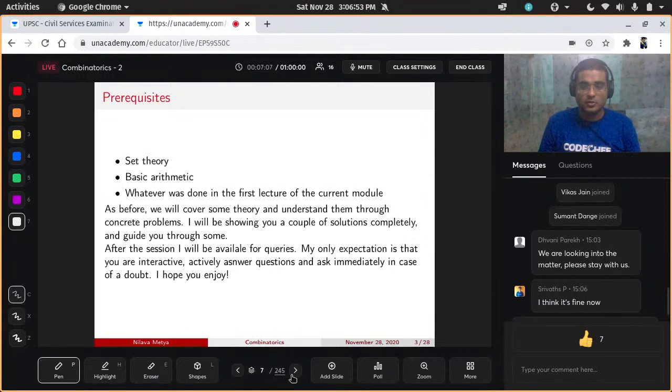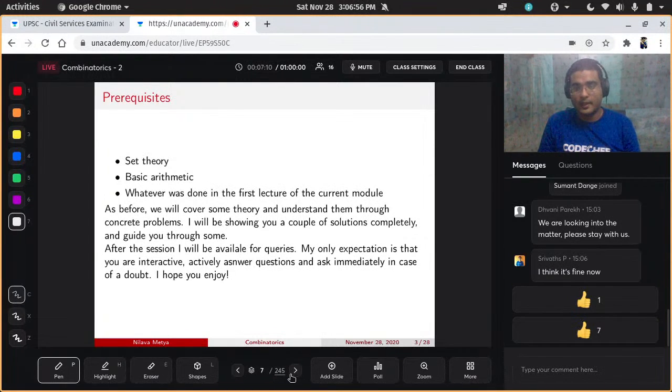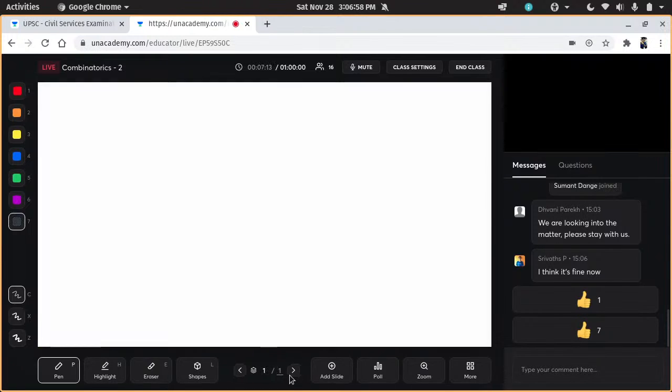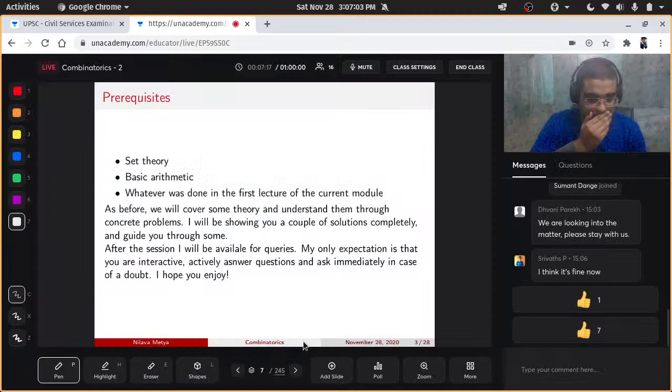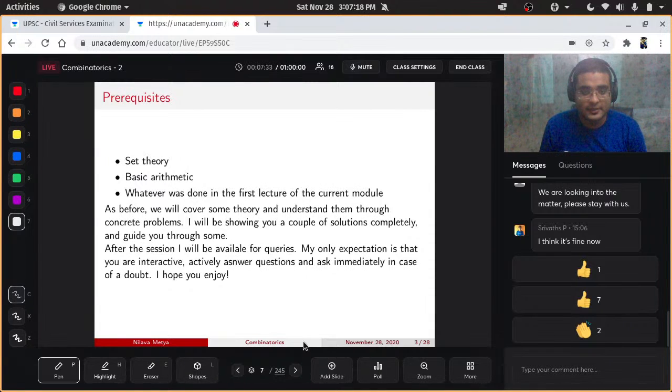I'll also ask you to solve some problems and I'll guide you through them, right? My only expectation will be that you are interactive with me and you answer questions through the chat or through the polls. But also, I must tell you that you must hold on with me because towards the beginning there will be a bit more theory rather than problems. But you will have a chance to interact.